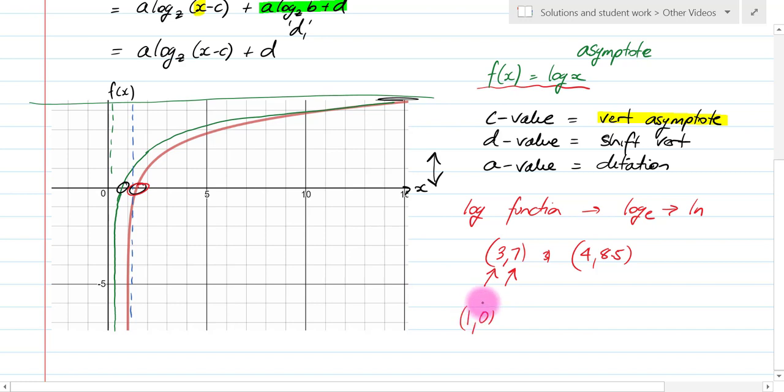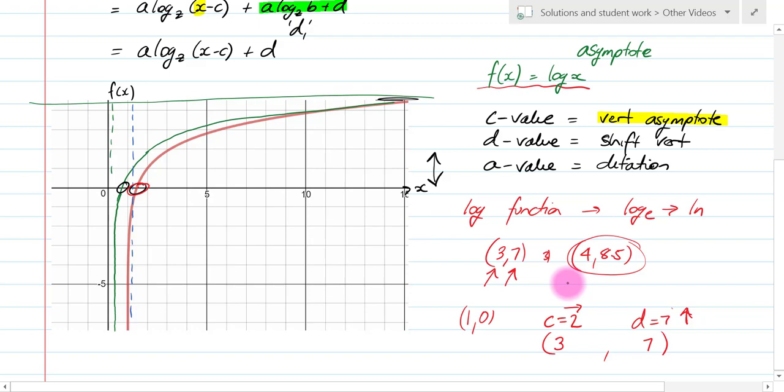And if you do a c transformation, which is the horizontal transformation such that c is equal to 2, it was shifted along from 1 to 3. And if you do a d transformation such that d is equal to 7, it will shift it up by 7, so that now it's going up to 7, you get your 3, 7 starting point. And then you need to work out how to play with your a value to get your 4, 8.5.